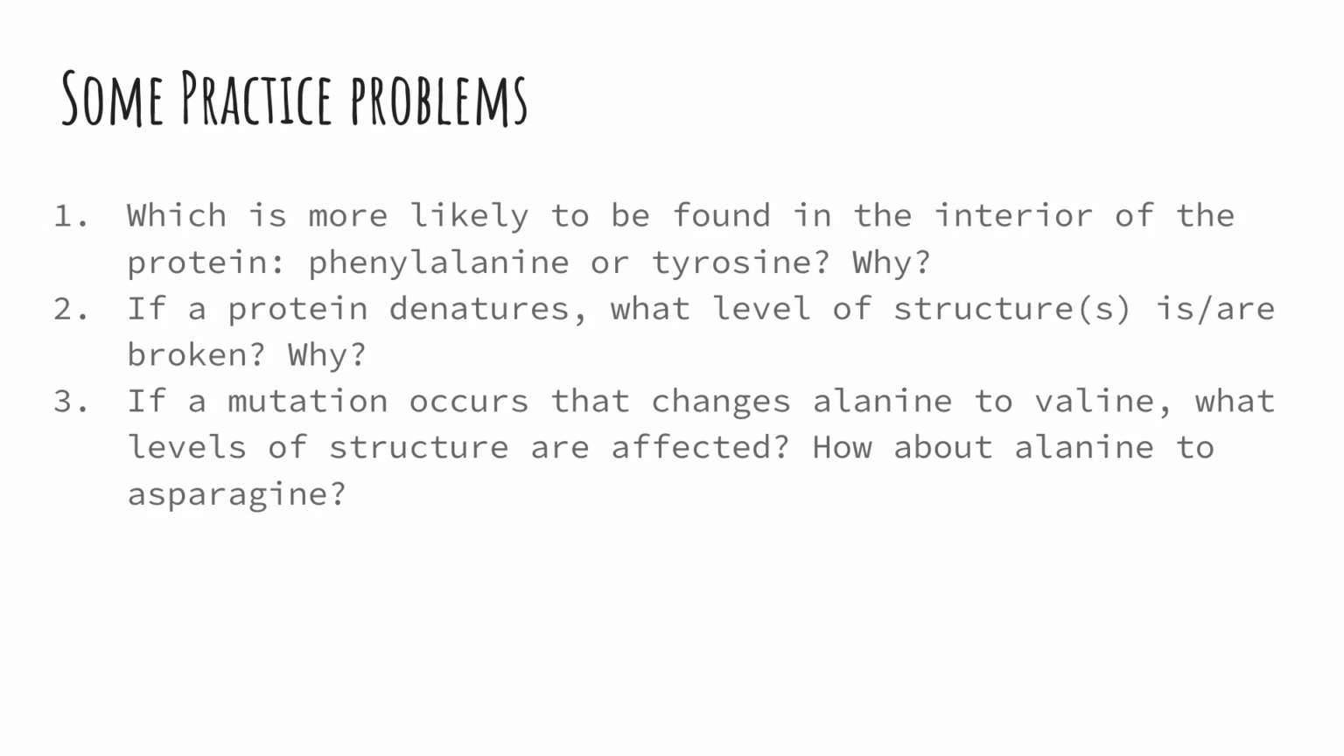Okay, number 3. A mutation occurs that changes alanine to valine. What levels of structure are affected? Anybody? Yes, but you're missing one. Oh, yeah, primary.